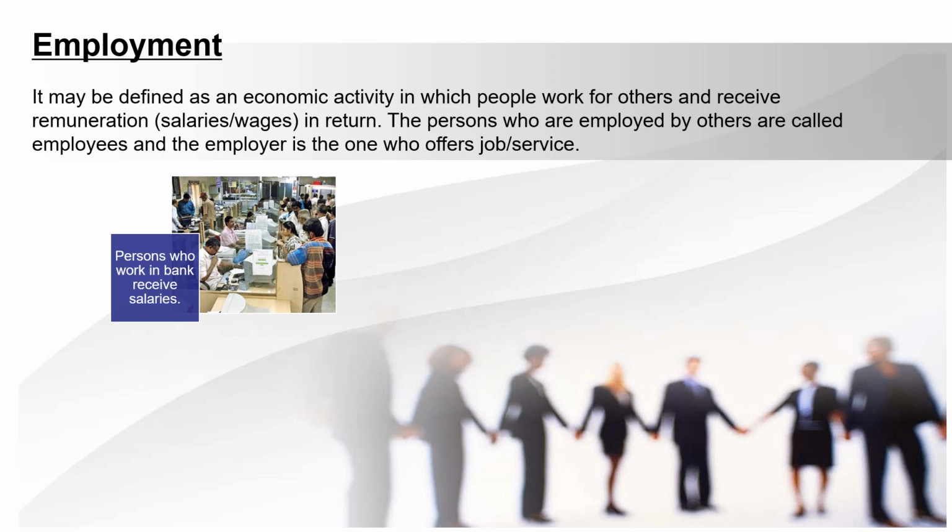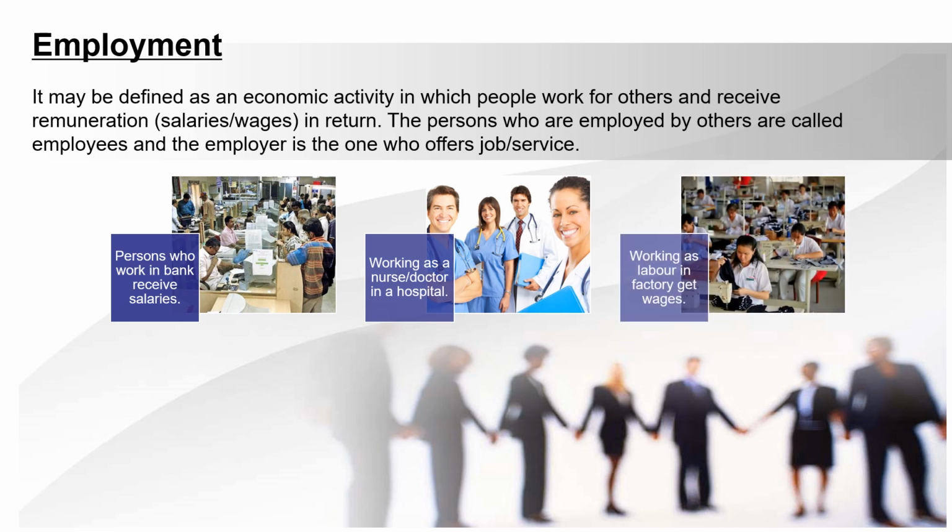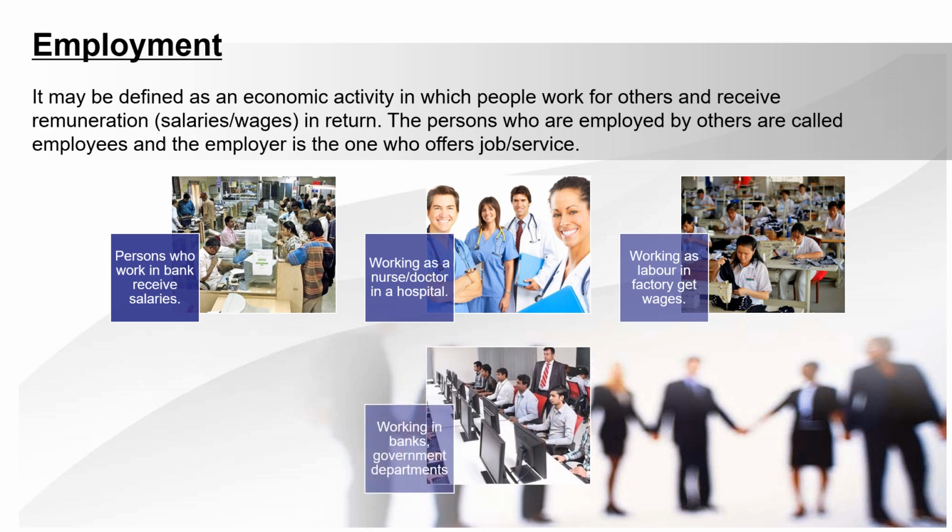A person who works in a bank receives a salary. Working as a nurse or a doctor in a hospital will let you have a salary. Working as labor in a factory will get you wages. Working in a bank or in a government department, all these government employees will get certain kinds of salaries and other perks. So all these examples are of employment.